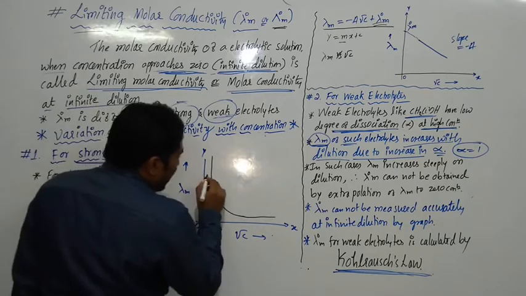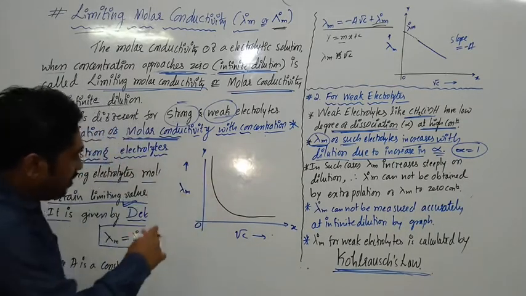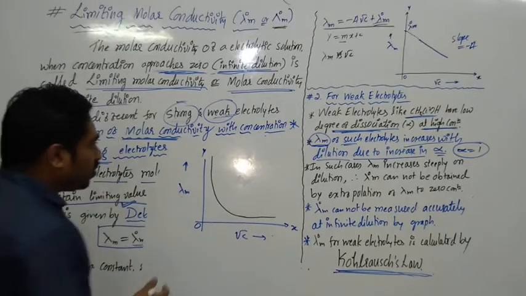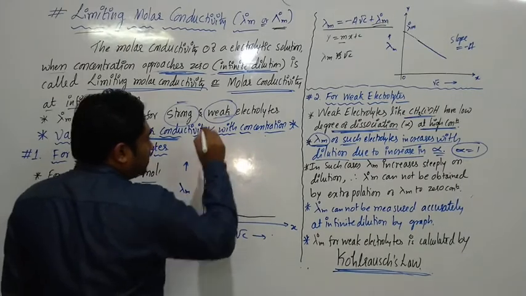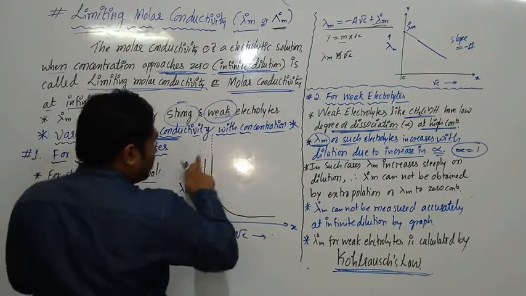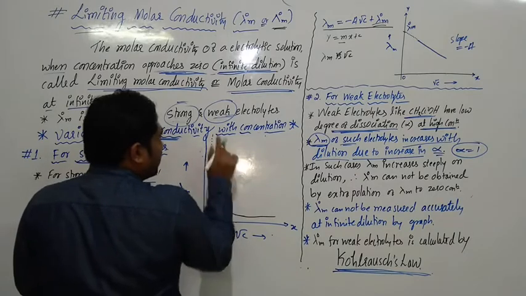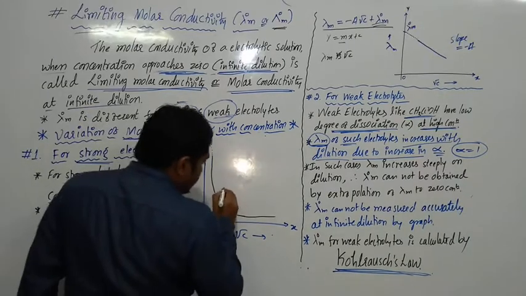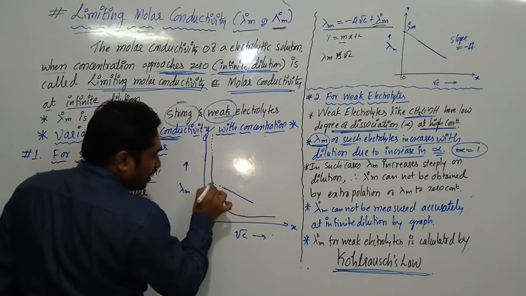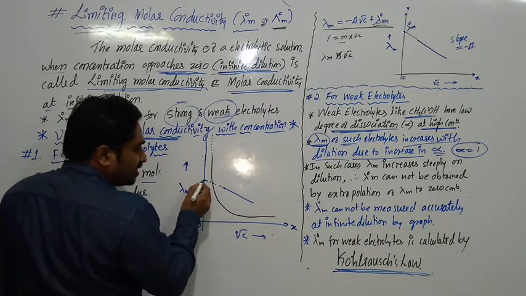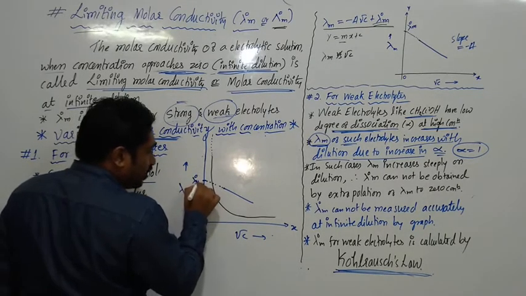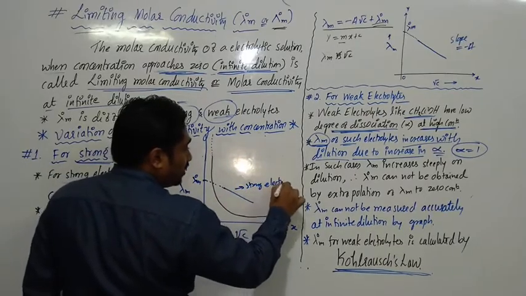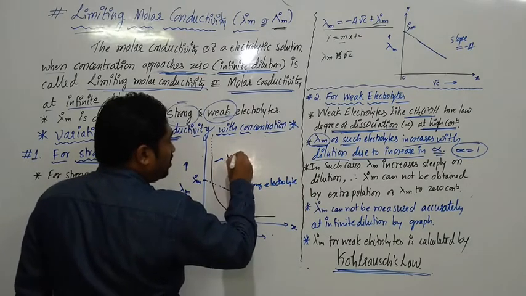So here can you calculate lambda naught m value from this graph? Can we calculate lambda naught m from this? No. Why? Because on extrapolating, what happens? This will not cut our y axis. But in the strong electrolyte, the graph was like this. On extrapolation, the y axis is cut at this point. So this is nothing but lambda naught m. This is for strong electrolyte, and this is for weak electrolyte.